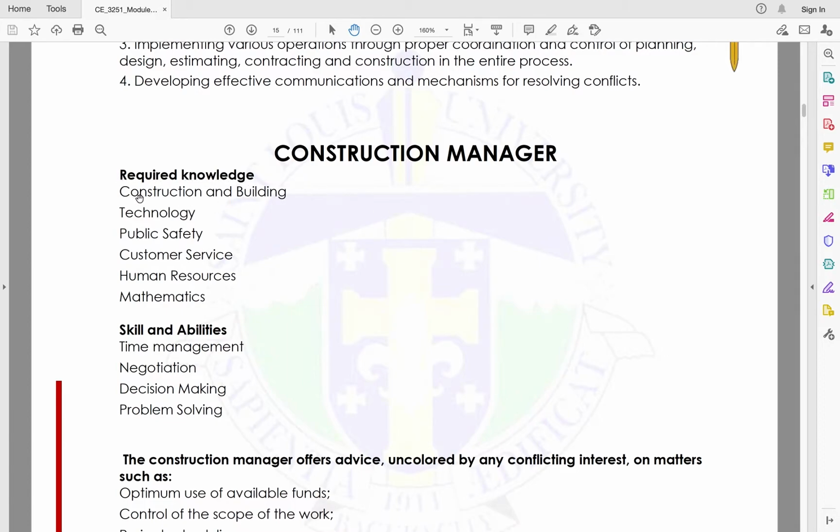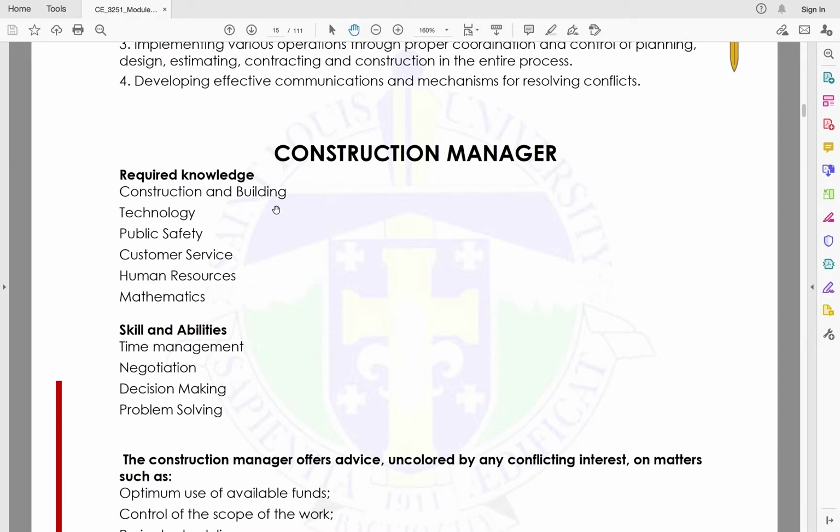So if you are a construction manager, like what I've said, you should be able to have the experience. Okay? Hindi ka pwedeng maging construction manager if you are still new in the industries, because you do not know yet the ins and the outs of the industry. Okay? So what are the required knowledge? So you need to have a knowledge in construction and building.